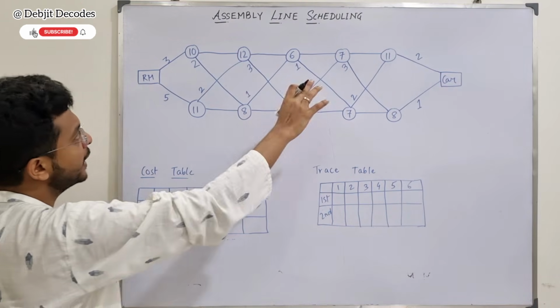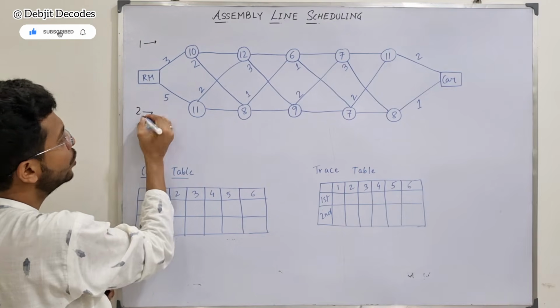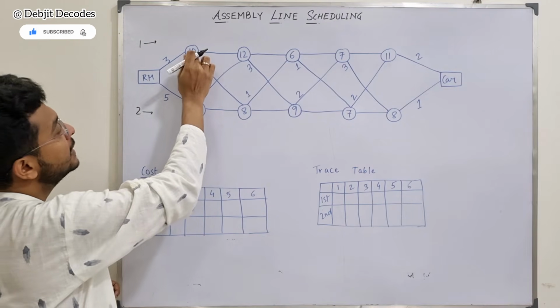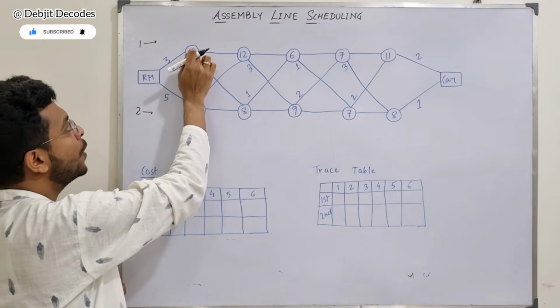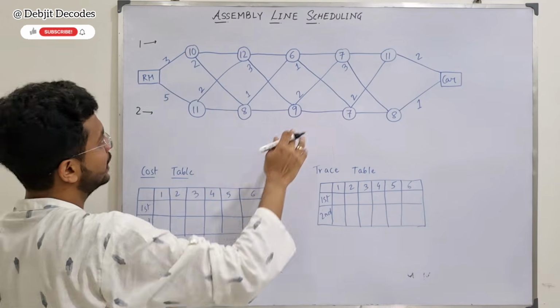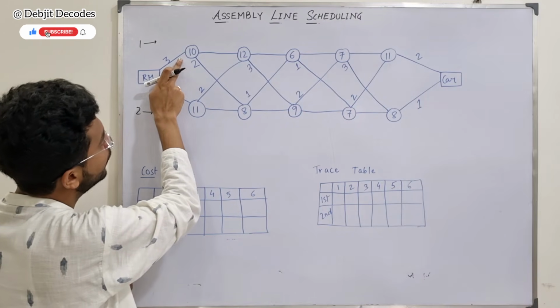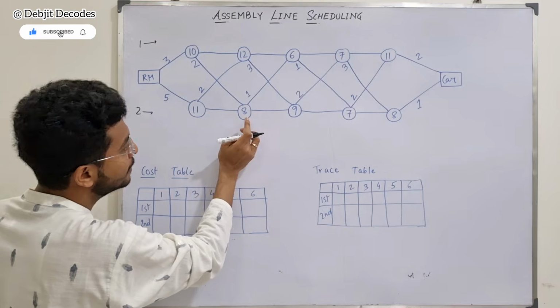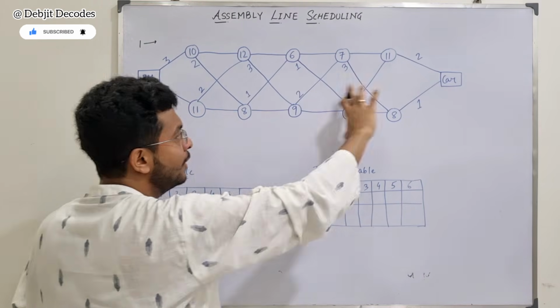Now if you can see this one, this is assembly line 1 and this is assembly line 2. Okay, so what is this one? This is nothing but the time required at station 1 of assembly line 1, and similarly for all the others. And this is the transfer time from station 1 of assembly line 1 to assembly line 2's station 2. This is the transfer time, that is 2. And accordingly all the values are given.